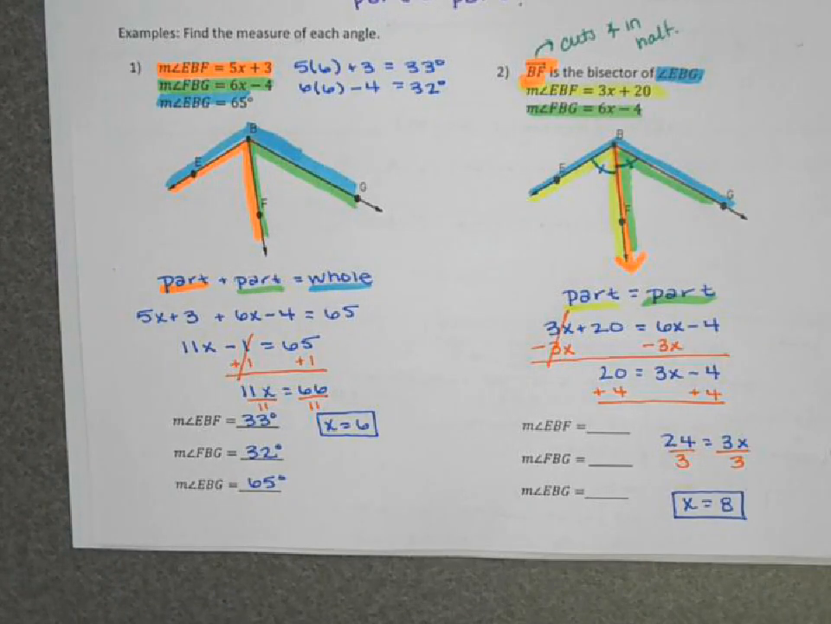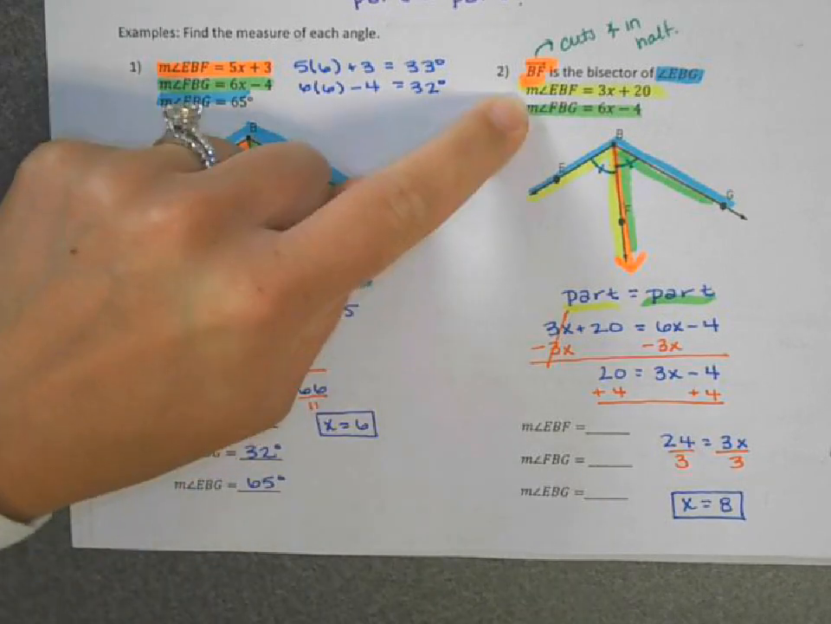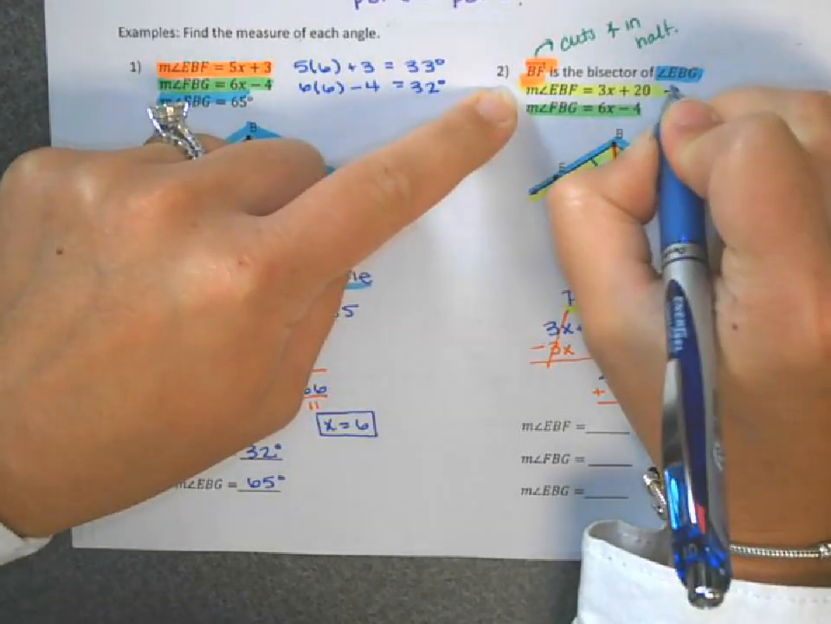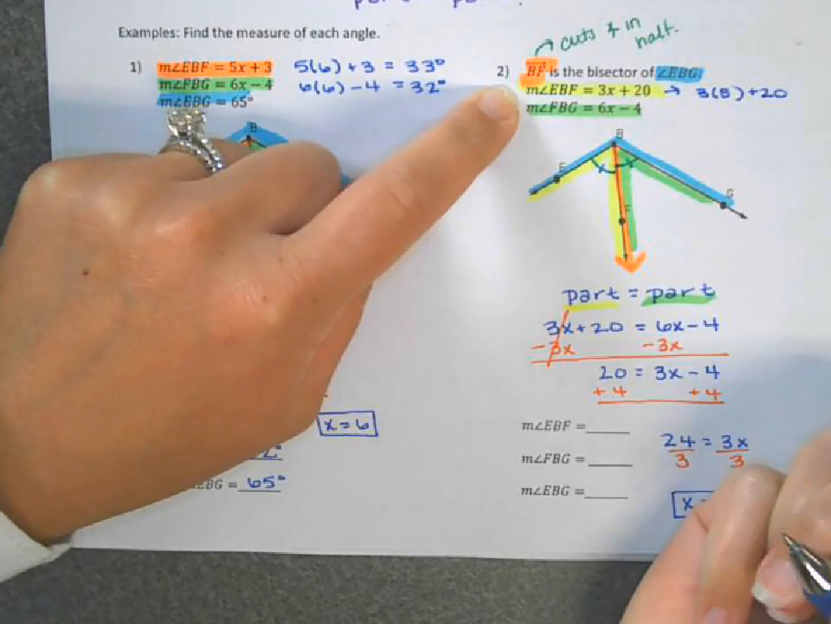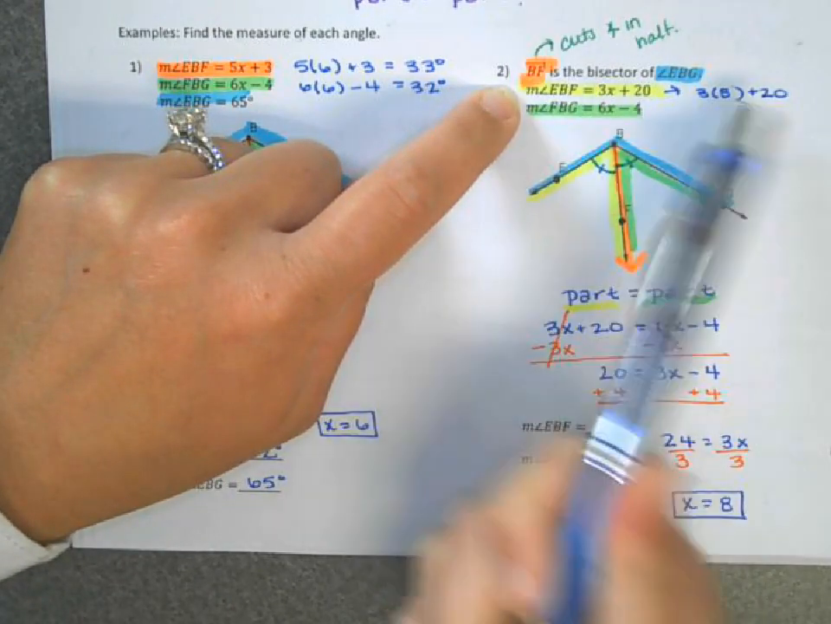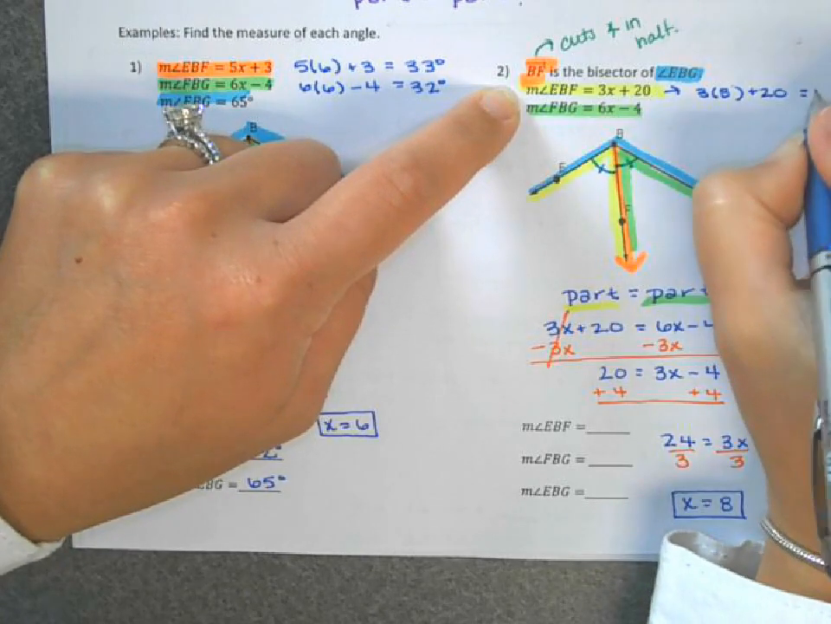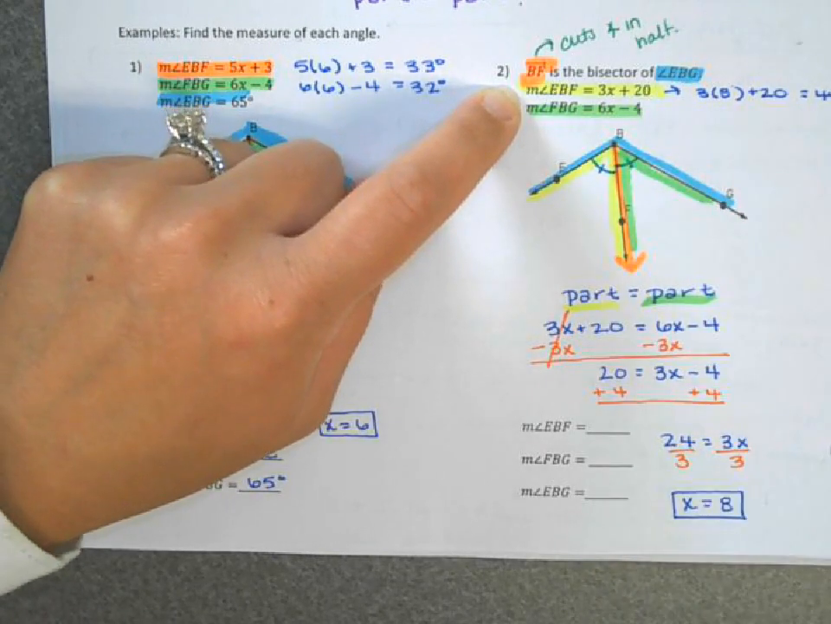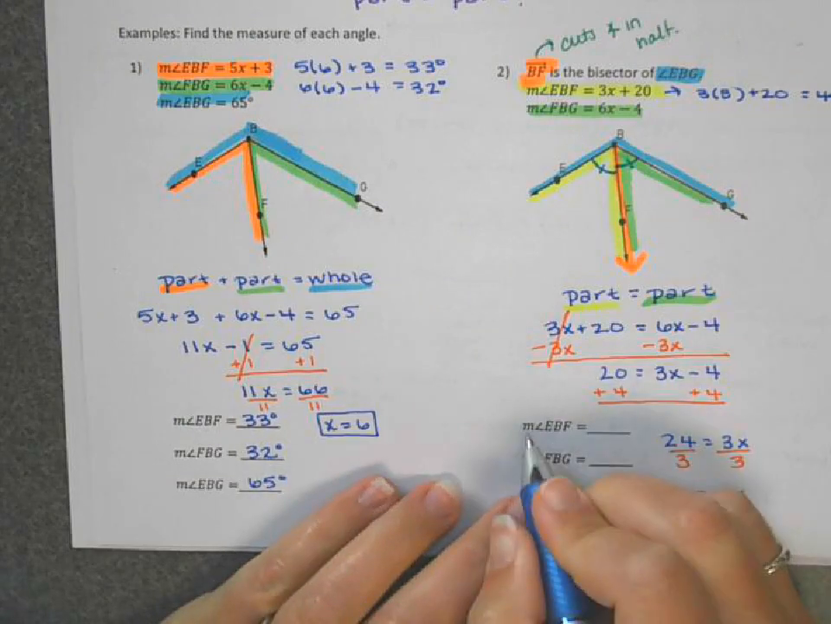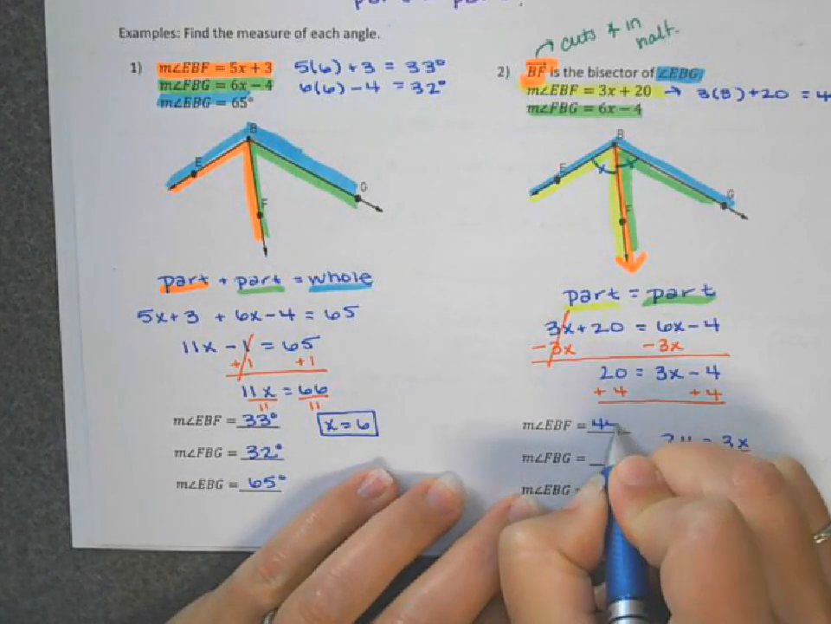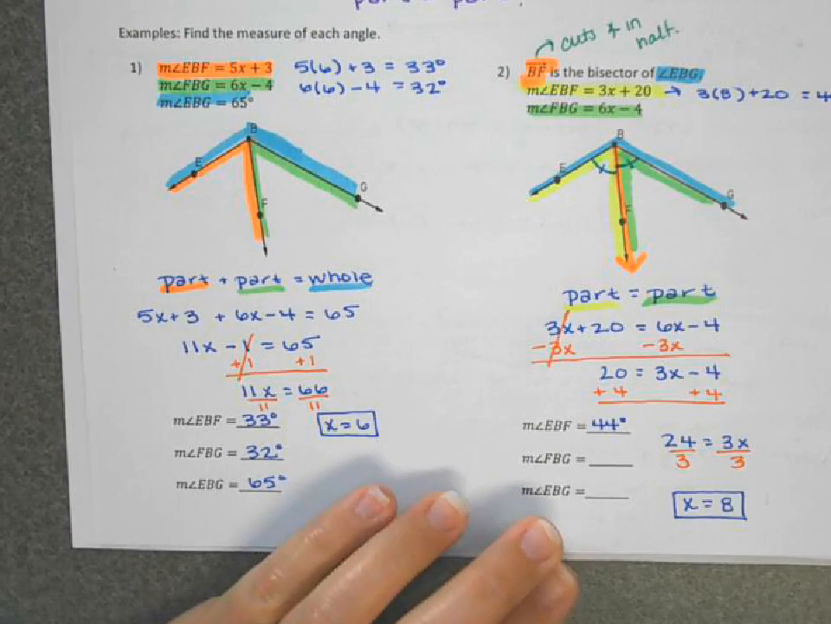Okay, so am I done? Nope. What am I going to have to do? Plug in that 8 to the angles. So for this angle, I know that I have 3 times 8 plus 20. So 24 and 20, 44. So the measure of angle EBF is 44. Remember, don't forget your degree symbol.